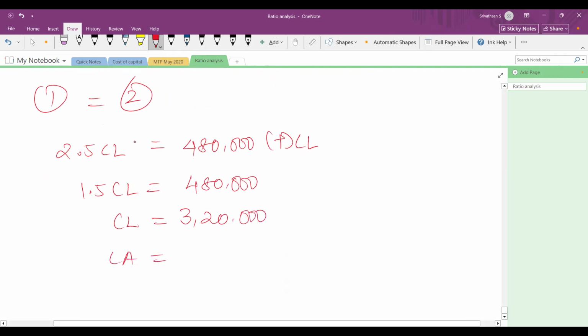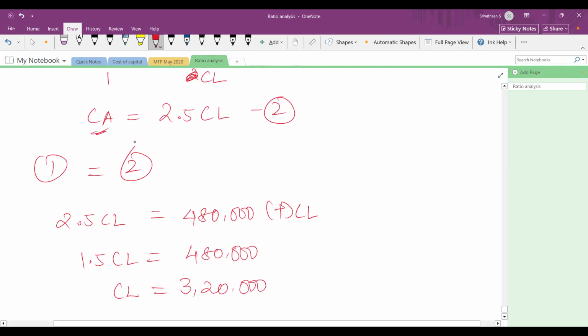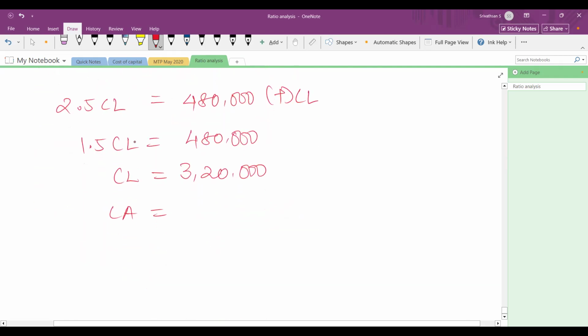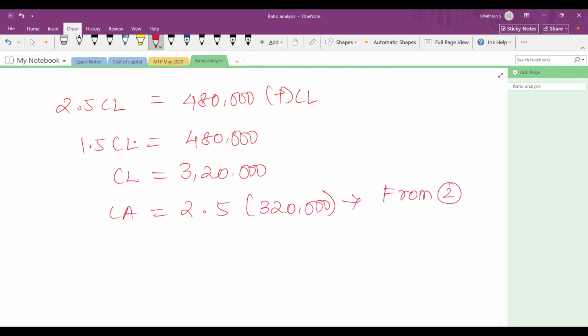Now we know that current asset is equal to 2.5 into current liability. So 2.5 into 3,20,000. So this is nothing but from equation 2. So current asset is how much? 8 lakh.